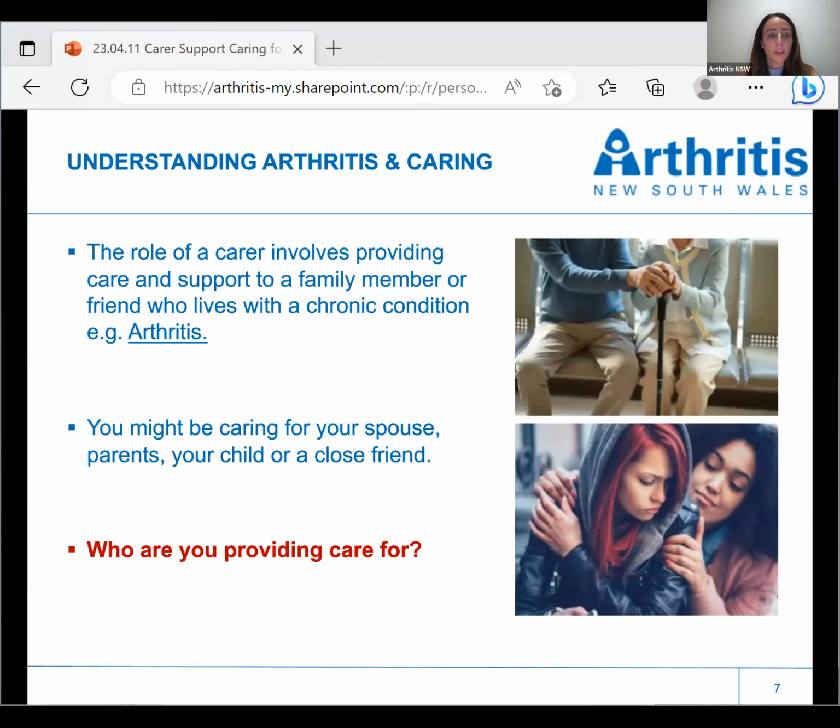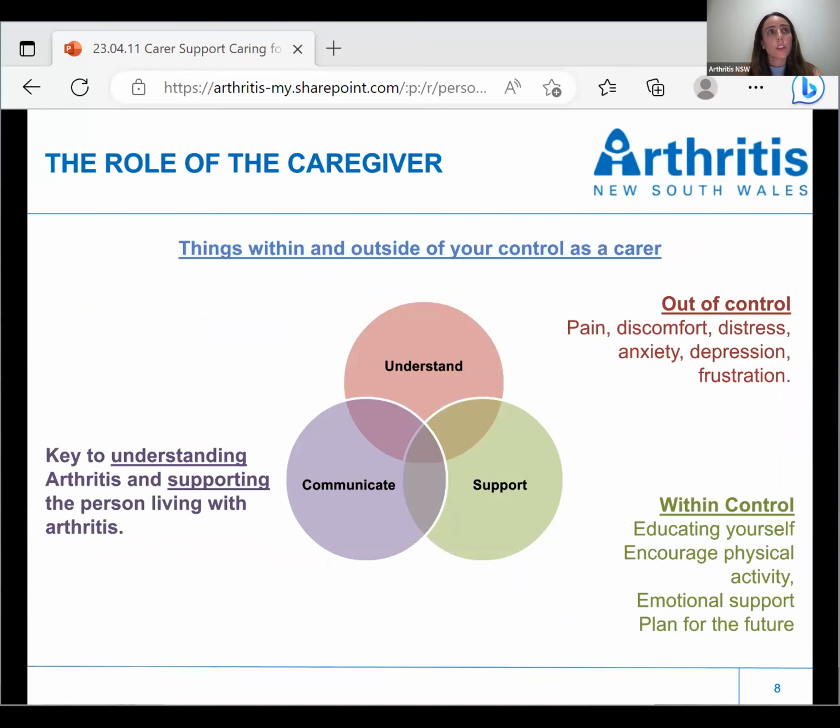Okay. So I guess if you're providing care to someone, the role of a caregiver is multifaceted. When you're caring for someone living with arthritis, the key skills required are really built on understanding, supporting, and communication. What I want to highlight is that in your caring journey, there will be some things that are within your control and some things outside of your control.